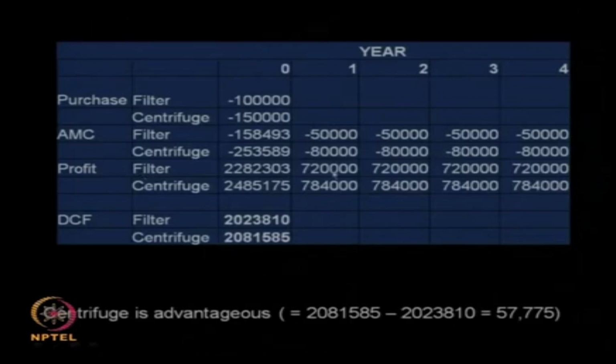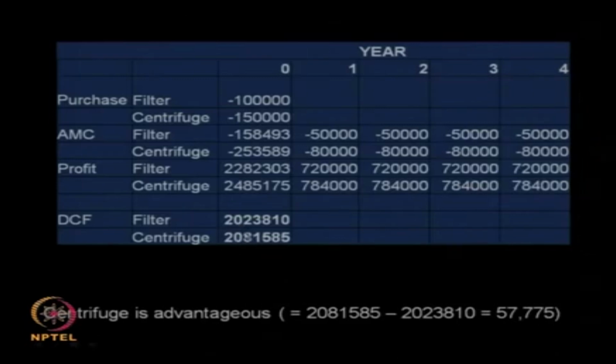Now the profit for the filter, as I showed in the previous slide, every year you will get 7.2 lakhs profit, and because of the centrifuge every year you will get 7.84 lakhs. But when you again calculate the net present value of the cash flow, these are the numbers you get. You take all the positives and all the negatives together and subtract. So if you have a filter you are going to have 20 lakhs 23,810 of profit. If you have a centrifuge, the amount of profit you are going to make is 20 lakhs 81,585.